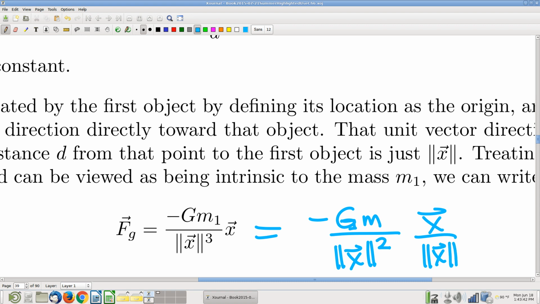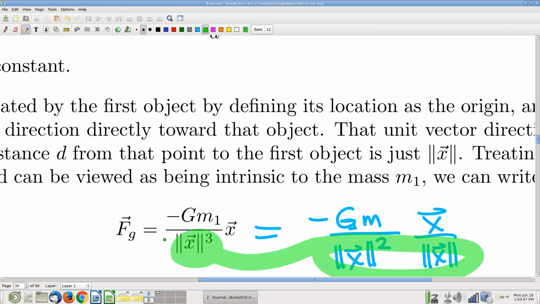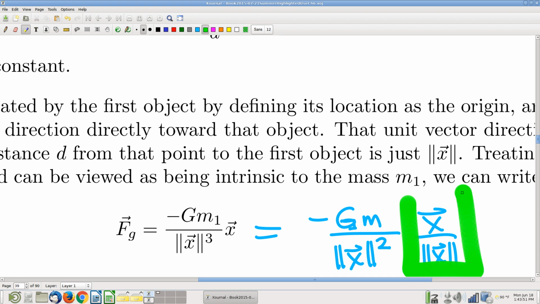So in fact, the cube is really kind of hiding two separate terms. This one factor of magnitude of x is just really part of a unit vector. This is just a unit vector indicating direction, the direction the gravitational field points. That's not really part of a magnitude. This makes a unit vector. So what we have is an inverse square magnitude and a unit vector direction. So anyway, a little bit of an illusion there.